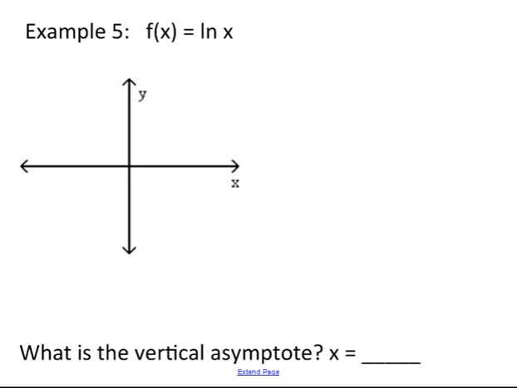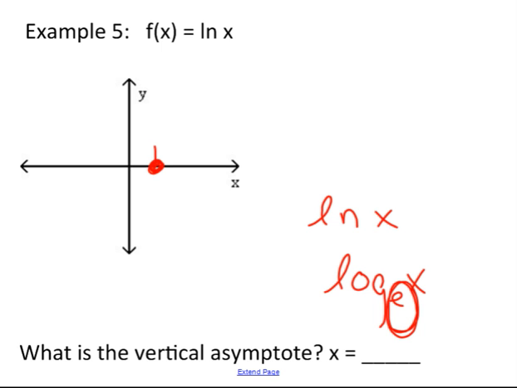Natural log of x. Remember, natural log is the same as log base e. And again, it doesn't matter what that number is. The natural log or the log function always goes through this point right here, (1, 0), unless we shift it. And the vertical asymptote is going to be at x equals 0, again, unless we shift it left or right. So natural log is going to look the same as log of x, or log base 2 of x, or log base 10 of x.